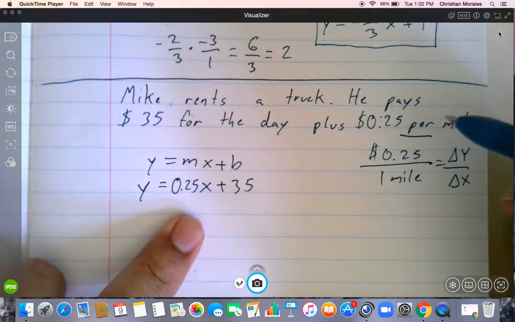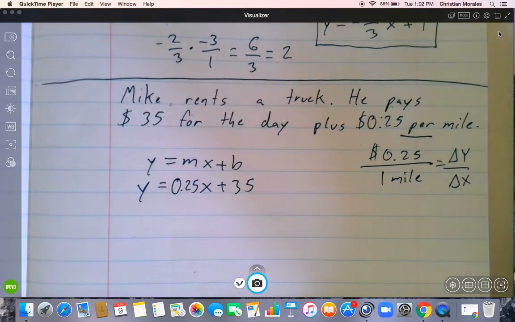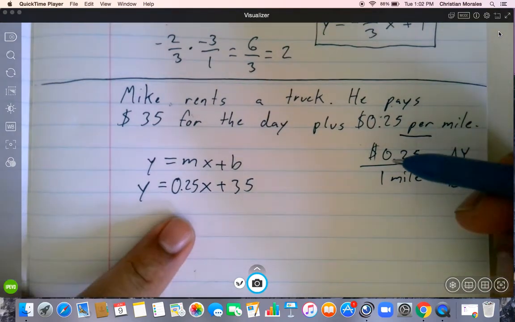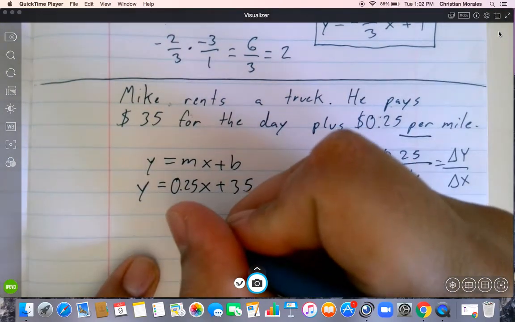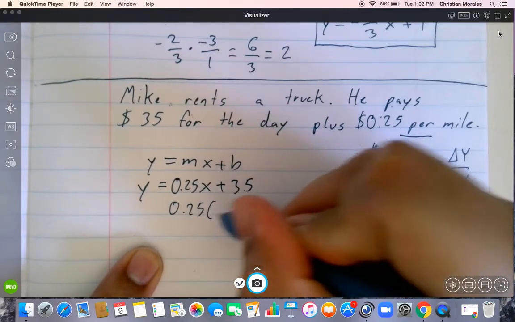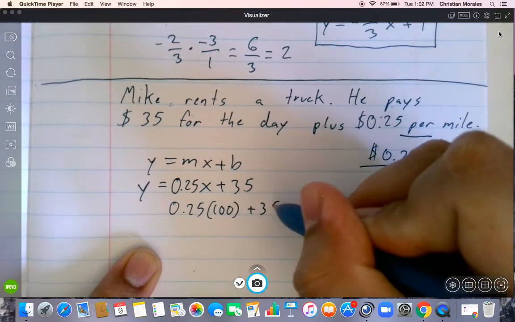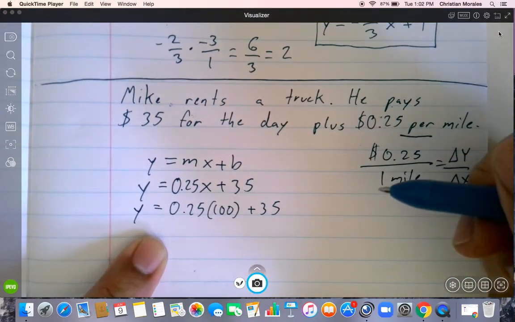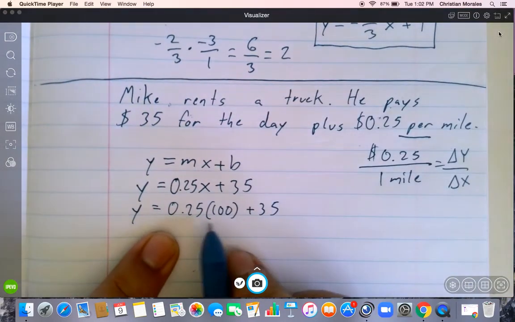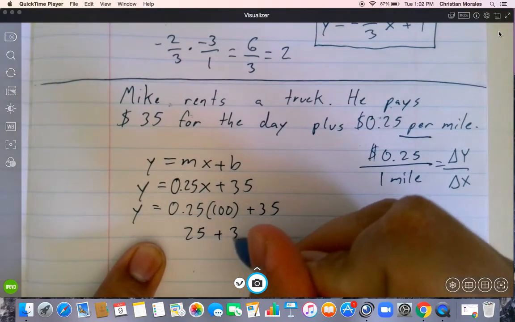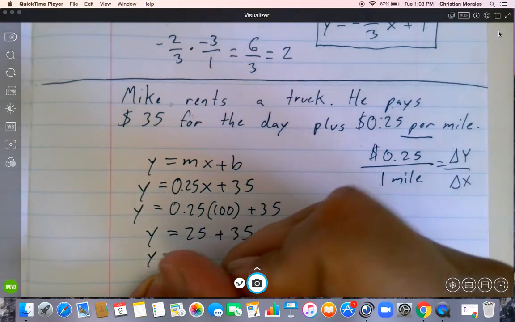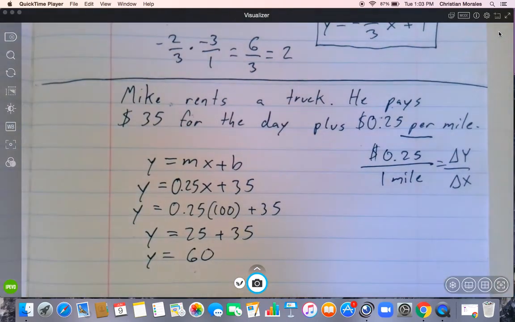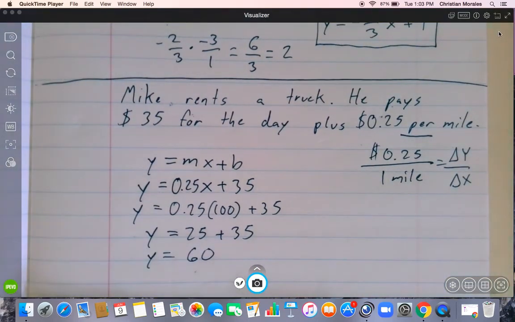And guys, that's the equation. Now if I asked you how much is it going to cost if we drive 20 miles, or if we drive 40 or 50 miles, all you would do is plug in the miles. So let's say I was going to drive 100 miles, right? I would plug in 100 miles in for x to calculate how much it would cost me. Multiply these two, I get 25 plus 35. So if I drove this truck 100 miles that day, they're going to charge me $60. Okay, so that's what you're looking for with the word problems.